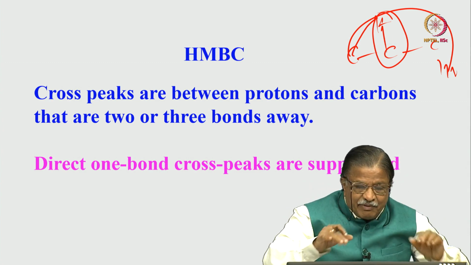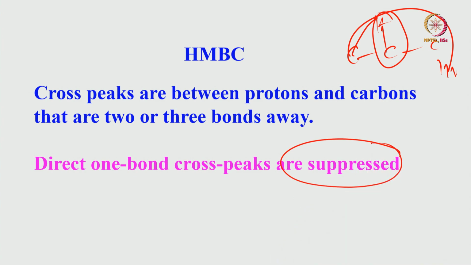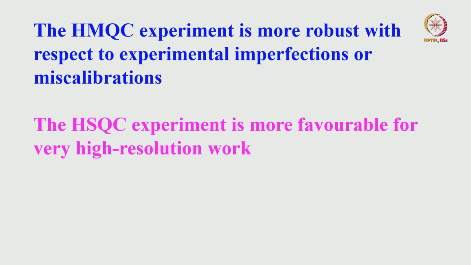We design the experiment in such a way the direct one bond correlation peaks are suppressed. We will remove this one, retain only long range correlations. One bond direct correlations we suppress and long range correlations are retained. That is what is done in HMBC. That is why it is called heteronuclear multiple bond. Multiple bond means separated by multiple bonds, remotely bonded. That correlation we can do. One bond directly bonded are suppressed. They are removed.